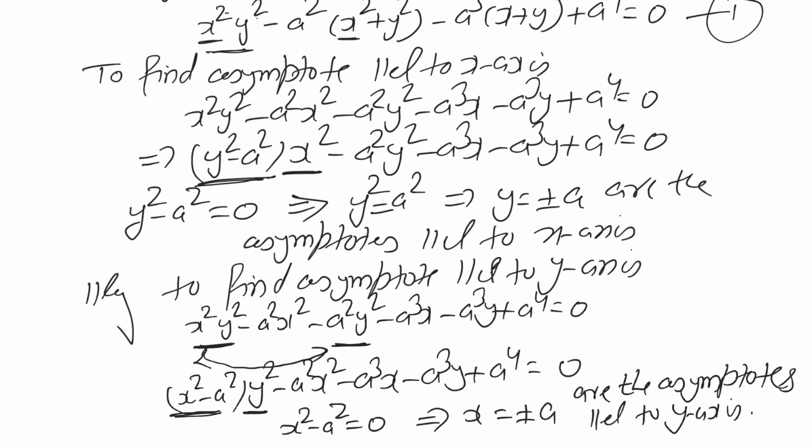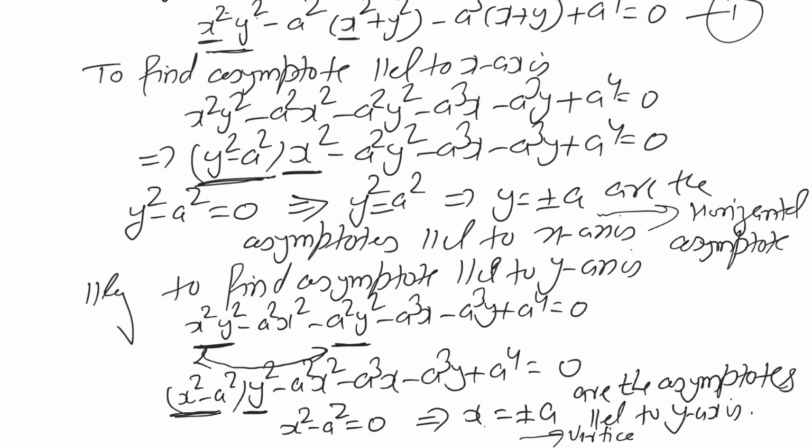These are given by y is equal to plus minus a and x is equal to plus minus a. Two are the horizontal asymptotes and two are the vertical asymptotes. These are known as horizontal asymptotes and these are known as vertical asymptotes.